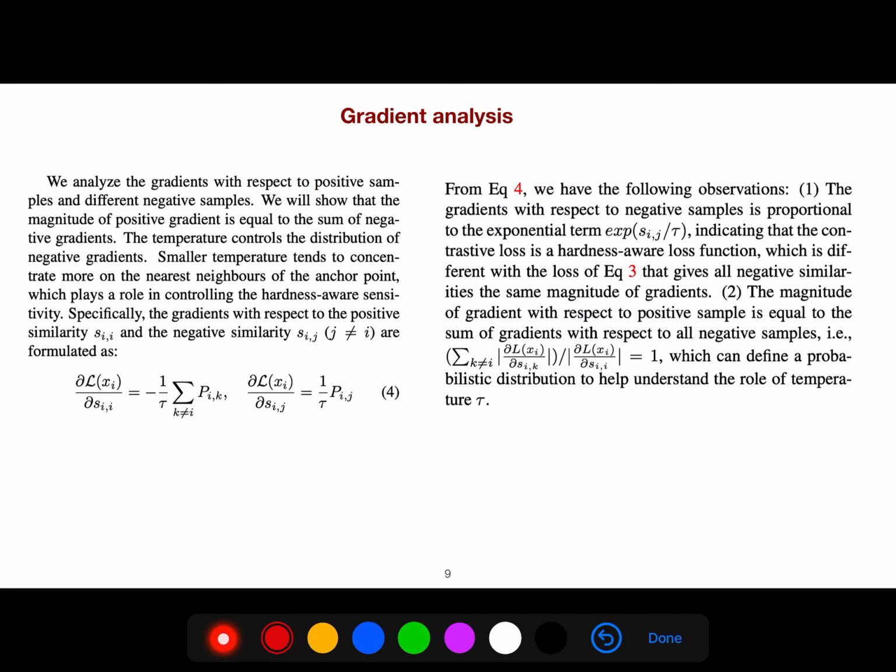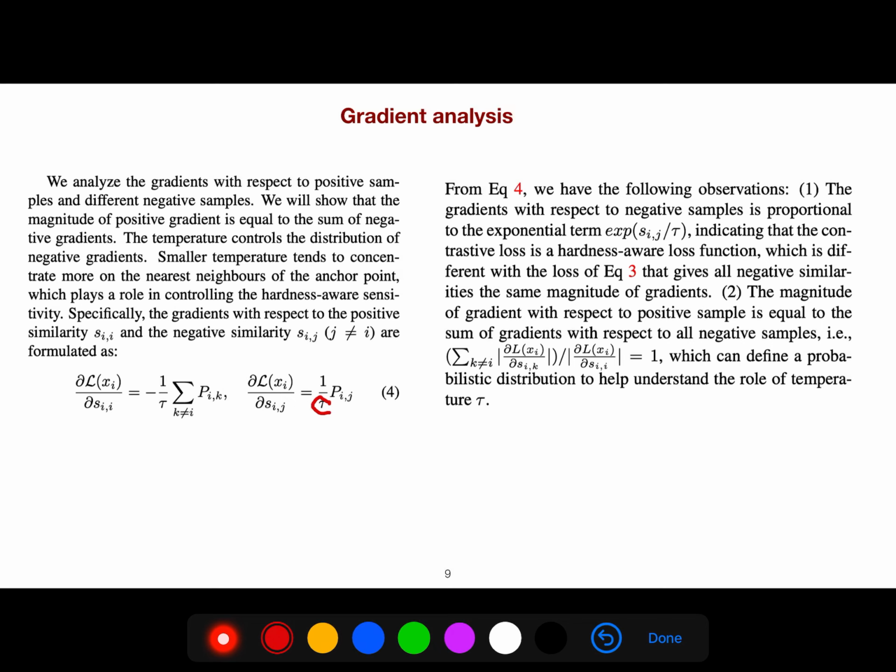And then we analyze the gradients with respect to positive samples and different negative samples. We will show that the magnitude of the positive gradient is equal to the sum of negative gradients, and the temperature controls the distribution of negative gradients. So when tau is small, a smaller temperature tends to concentrate more on the nearest neighbors of the anchor points, which plays a role in controlling the hardness-awareness.